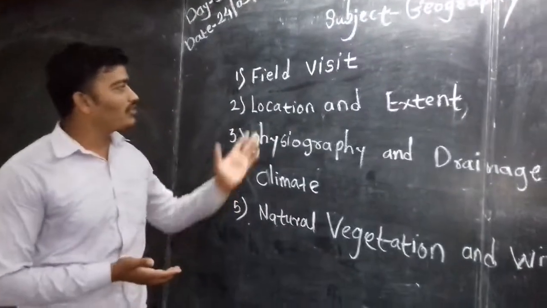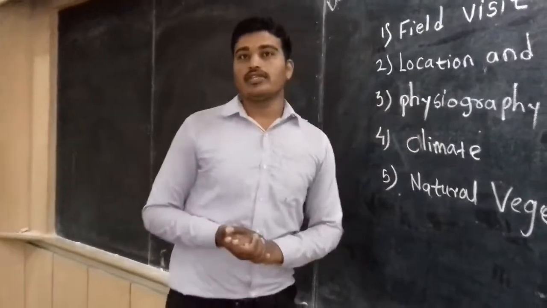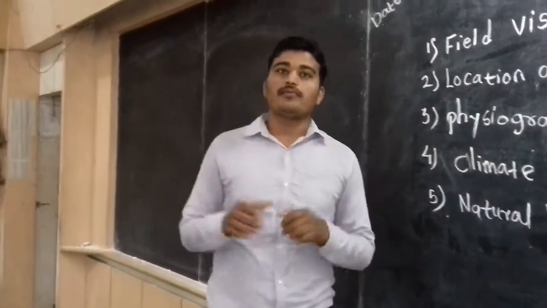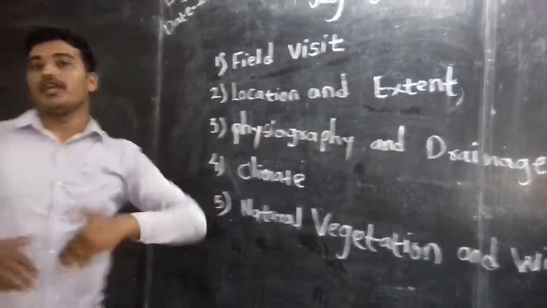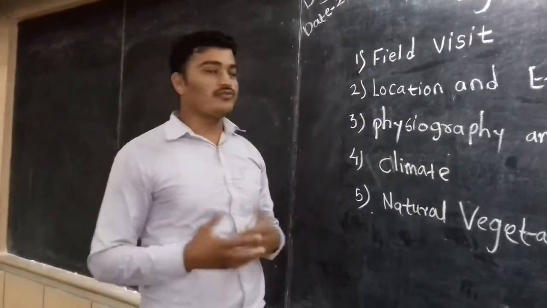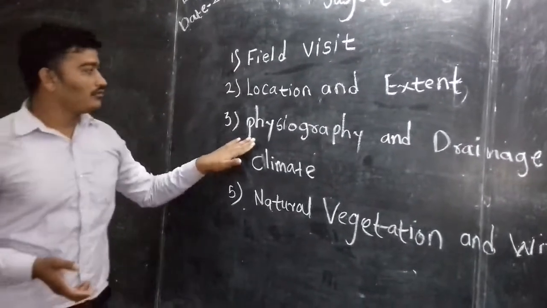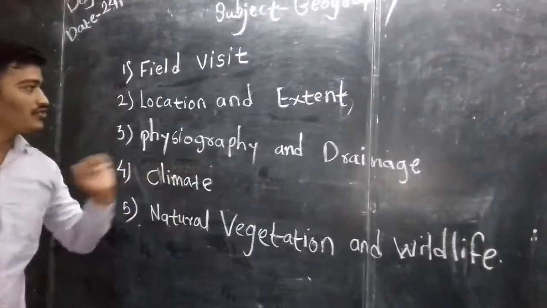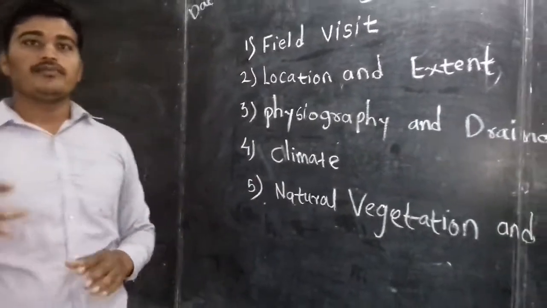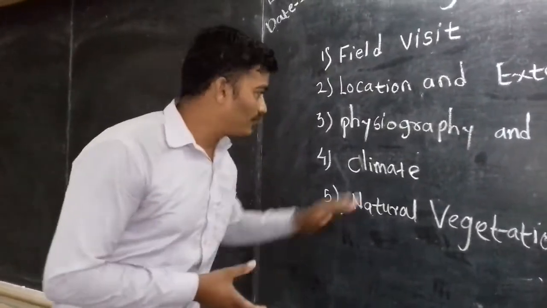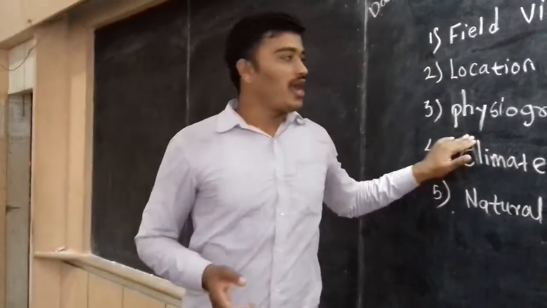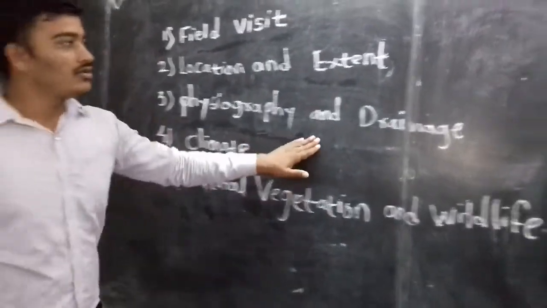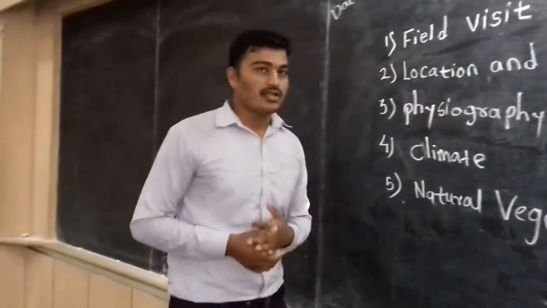So in the second lesson we can see the location and extent. So the exact location, the total area of a particular country, and also the extent, meaning the boundaries of the country shared with another country. That also we will see afterward. Now the third lesson is regarding physiography and drainage. Physiography means physical features. In that we can see the mountains, ranges and other things, and also the drainage system.